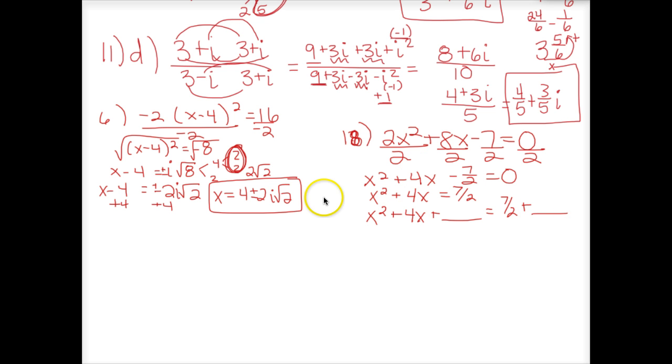Remember that the value that completes the square is always b divided by 2, squared. So in this case, b is 4. 4 divided by 2 is 2. 2 squared is 4.